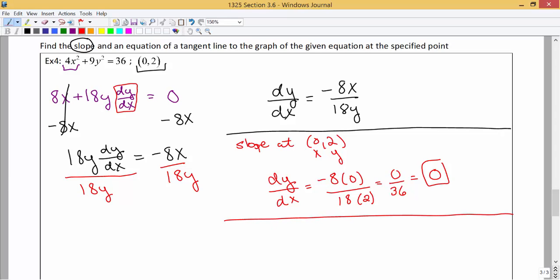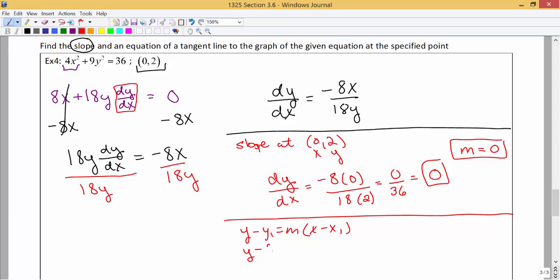Alright, the next thing we're asked to do is find the equation. If we know the slope at that given point, we know the slope is 0. If the slope at this given point is 0, then we can use our y minus y1 equals m times x minus x1. We can use our point slope formula in order to find the equation of that tangent line at the point 0, 2.